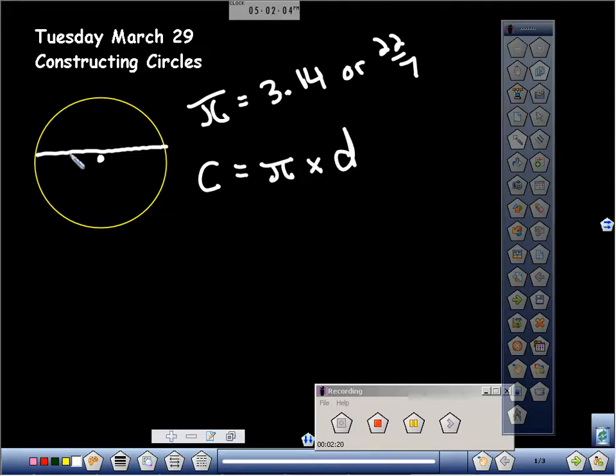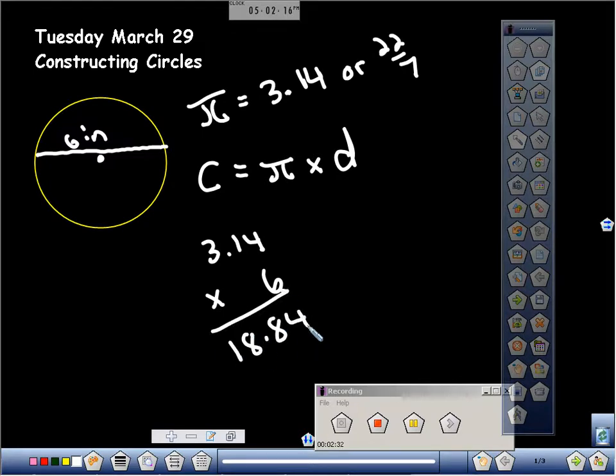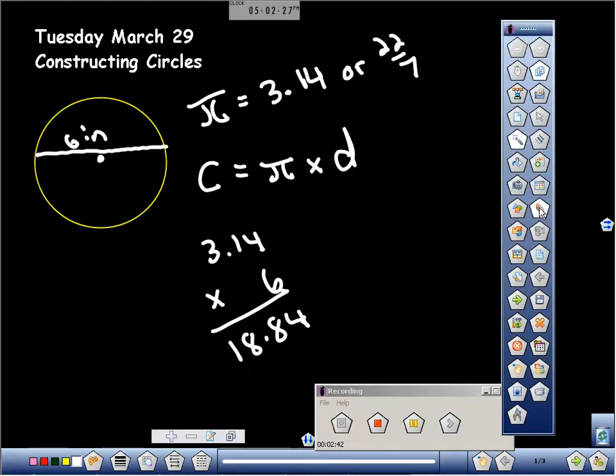So if your diameter is 6 inches, then you're going to take 3.14, which is pi, times 6, and it's going to give you 18 and 84 hundredths. 6 times 4 is 24, carry the 2, 6, 7, 8, 6 times 3 is 18. It's 18 and 84 hundredths. That's exactly right.